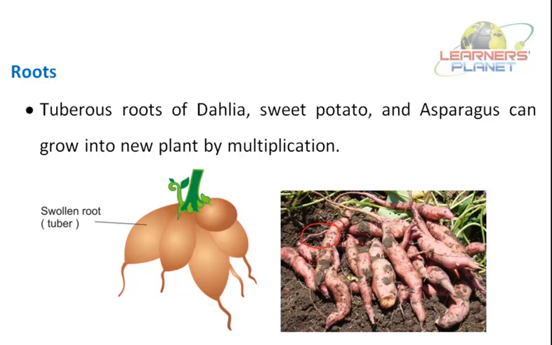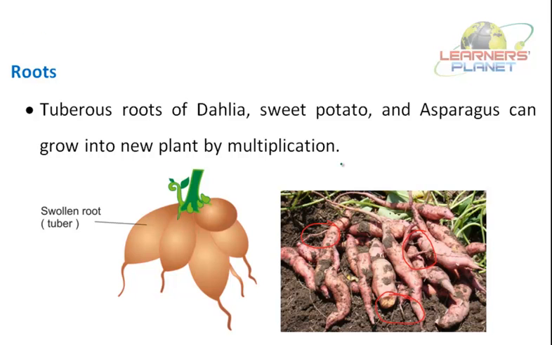So what happens is that these roots form tuber-like structures by multiplication. So remember students, this is one such natural method of vegetative reproduction.